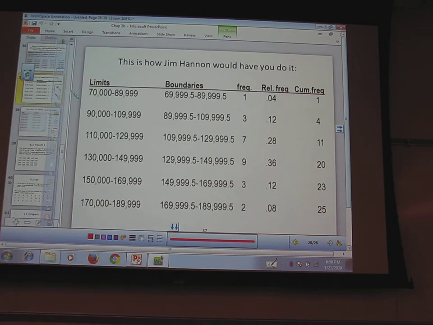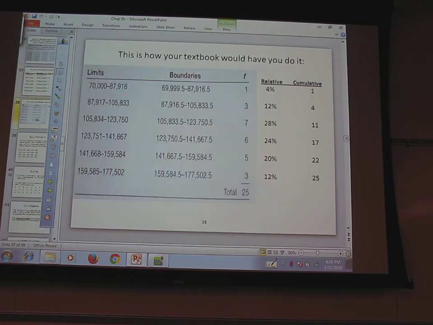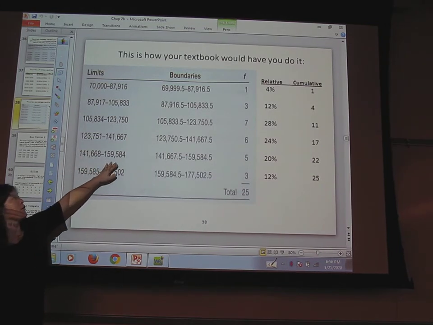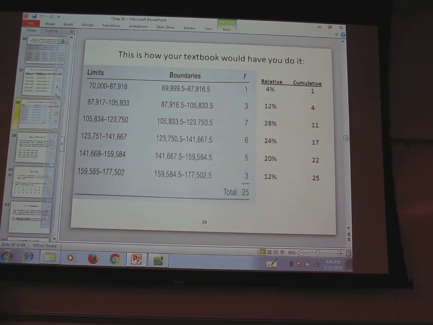Now, take a look at this. This is how Jim Hannon would have you do it, right? My guy who actually did statistics for Lawrence Livermore Lab, for real situations. Pretty clear, easy to see. This is how your textbook does it. This is how I taught it for 2 years. It's how the textbook wants you to do it. Like that. So then you end up here with a class from 141,668 to 100,589. That is just a lot less clear for me to wrap my head around. Right? Like these throw me off a little bit. You know what I'm saying?